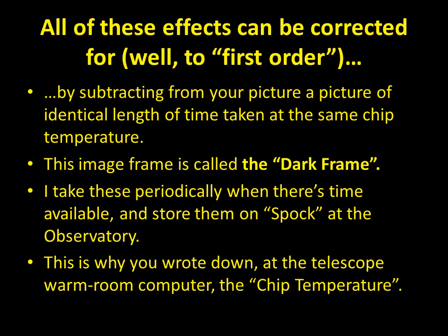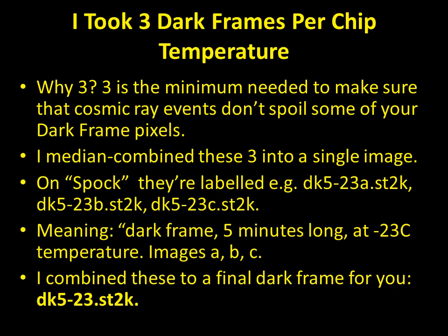So remember when we started up our image, I set the chip temperature and then we were locating your object while the cooling system was cooling our chip down to the temperature we wanted. Again, I took 3 dark frames per chip temperature. This was not with you, but when I had the time. So why did I take 3? Well, sometimes you get cosmic rays, which are high-speed particles moving at almost the speed of light. They hit the upper atmosphere and cause secondary particles to be generated, and many of those make it all the way to the ground.